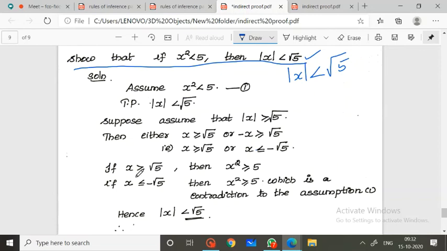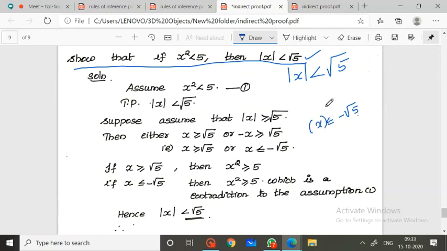Now here, if x is greater than or equal to root 5, then squaring on both sides, what will you get? X square is greater than or equal to 5, isn't it? Similarly, if x is less than or equal to minus root 5, on squaring both sides you will get the value to be positive.